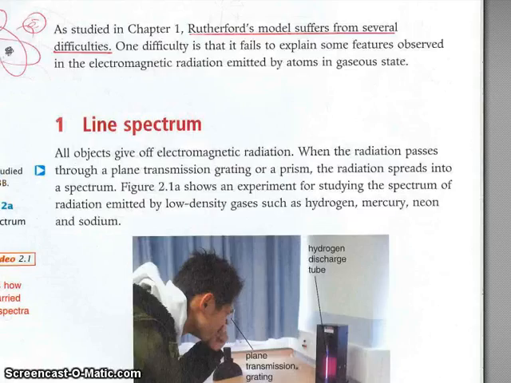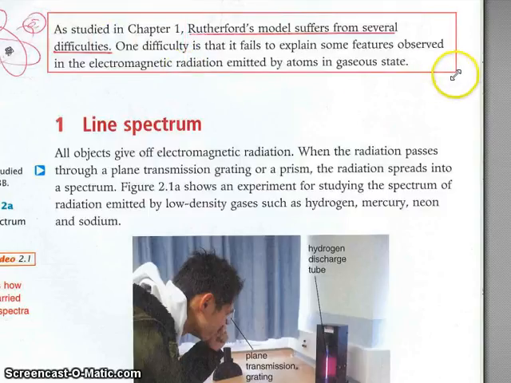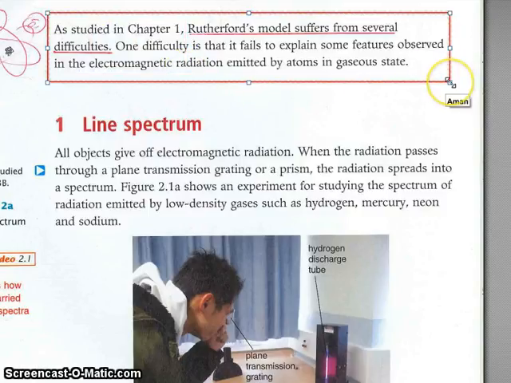Let me repeat that one more time. We study light spectra because light spectra will tell us something more about atomic structure. The Rutherford model is not perfect. The Rutherford model has something wrong, something that cannot be explained. So we have to study light spectra to know something more about the atomic model.